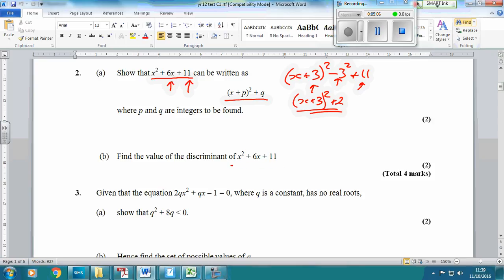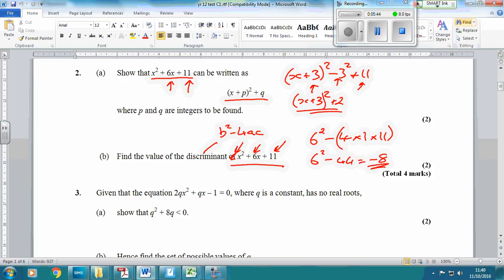Find the value of the discriminant of this. Now the discriminant, we need to know that this means b squared minus 4ac. So b squared is our value of b. The value of a is going to be 1, and the value of c is 11. So b squared is going to be 6 squared, take away 4ac. Now 4ac I always stick in brackets, so it's 4 times 1 times 11. So that's 6 squared minus 44. It's 36 minus 44, which is minus 8.